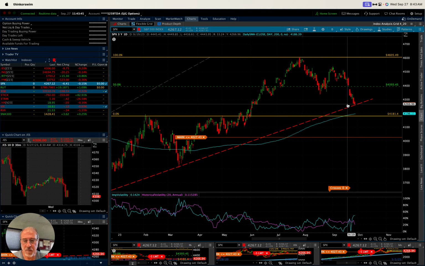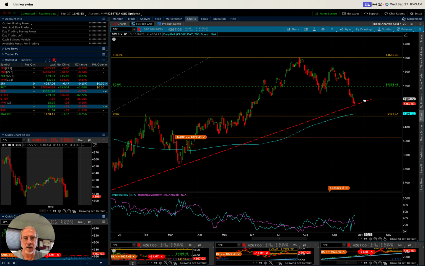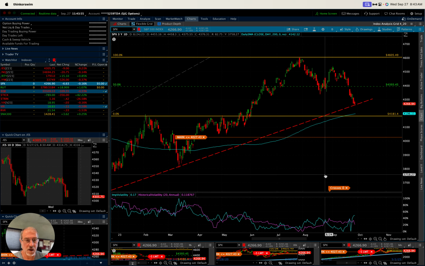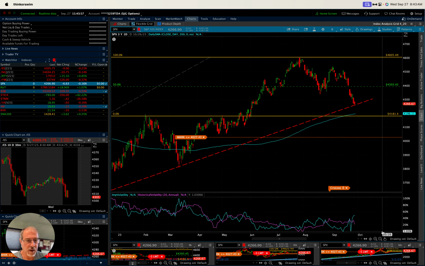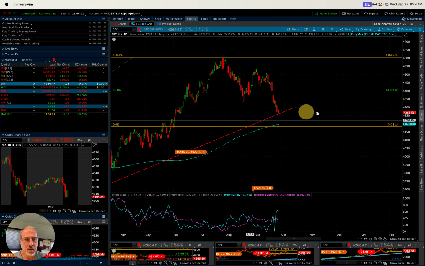Now, in the big picture, it's important to understand there's two ways of looking at these markets. In the short term, we are currently in a downtrend. In the long term, let me zoom out on this a little bit, or shrink this up a little bit. Let's see.